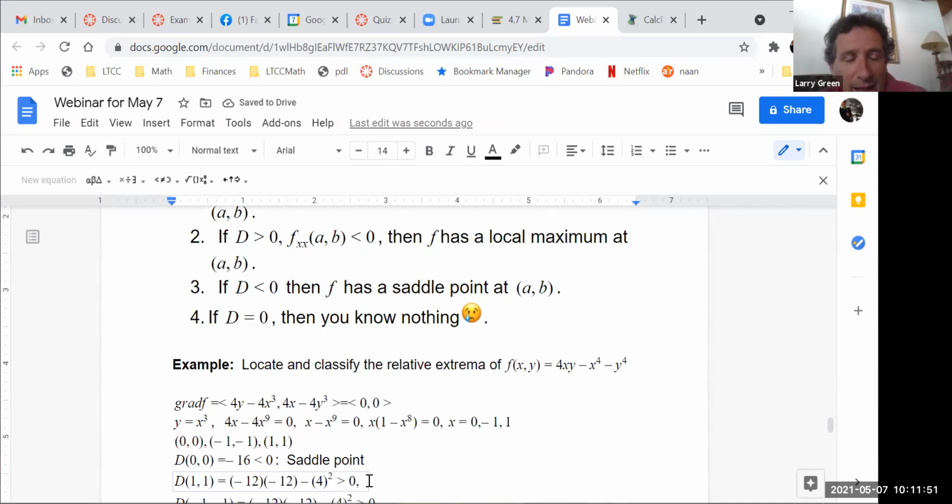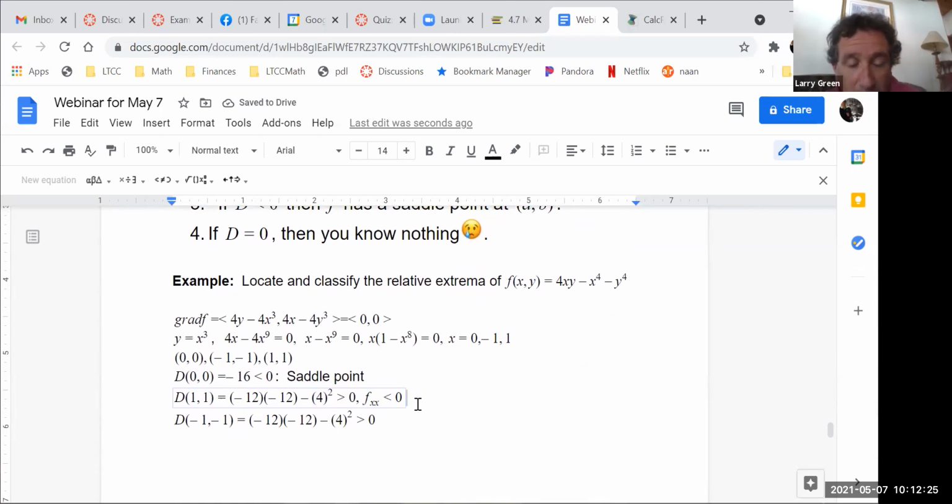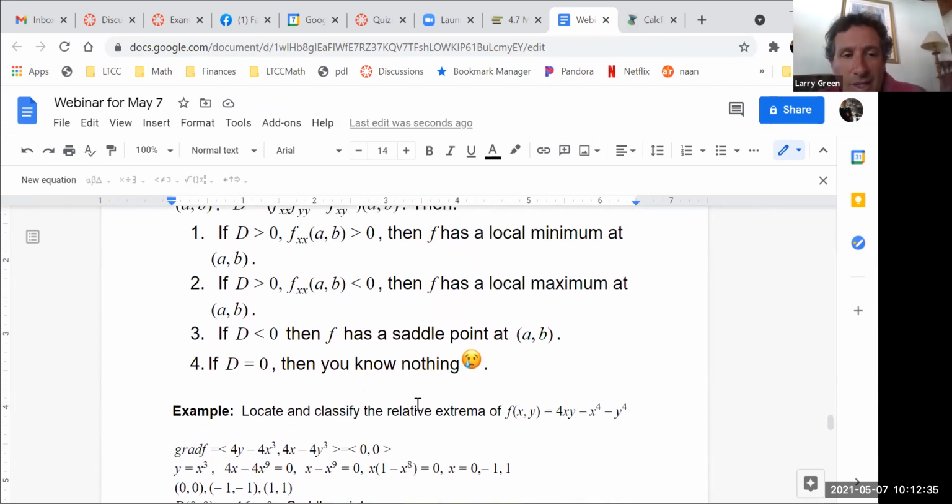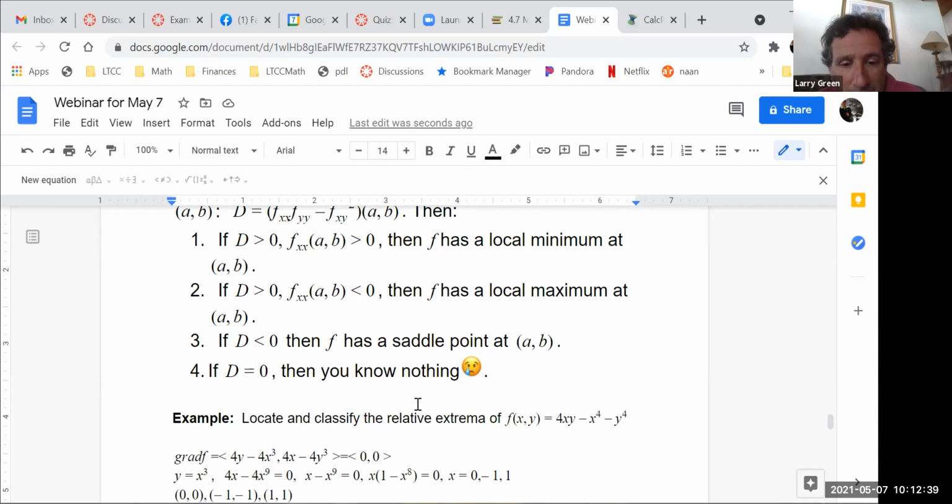So we also have to look at fxx of AB. And fxx now, remember, is going to be -12x squared, right? And if I plug in, I get a negative value. Any questions on that? So what do we say? It's a local maximum.